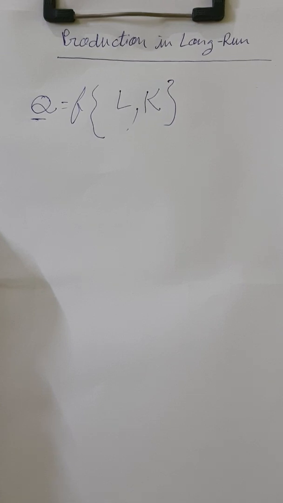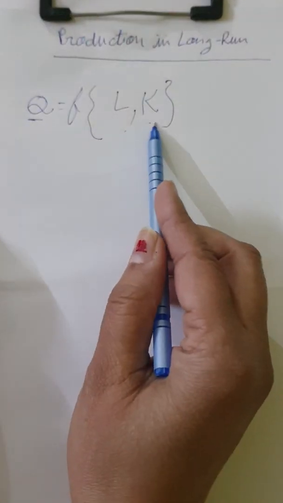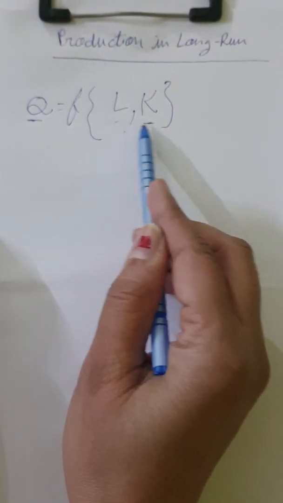But here our problem is that in the short run we were having a problem of fixity of factor, and just because of that we were experiencing sometimes increasing returns, sometimes decreasing returns. Then what is the factor which will affect returns in the long run? Because in the long run your capital is also not fixed, both are variable inputs.